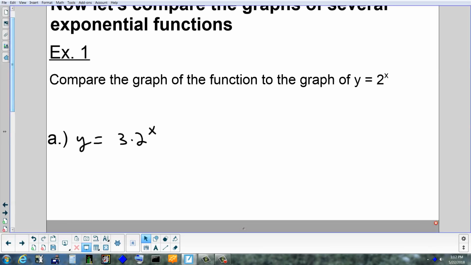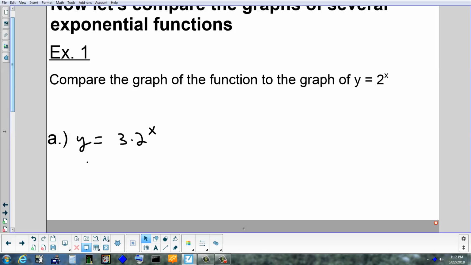Okay, so tell me what's happening here. If you compare y equals 2 to the x and y equals 3 times 2 to the x. This is kind of like a review from yesterday. The 3 is going to make it go. Wait, the 3.